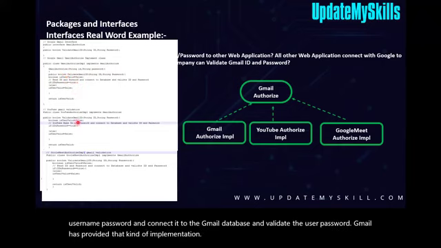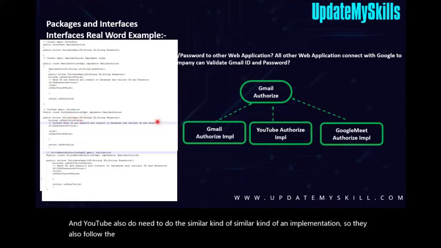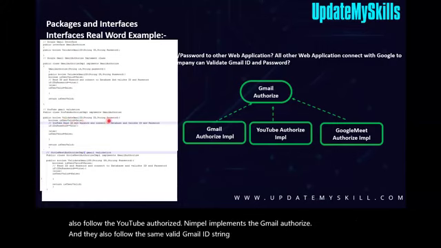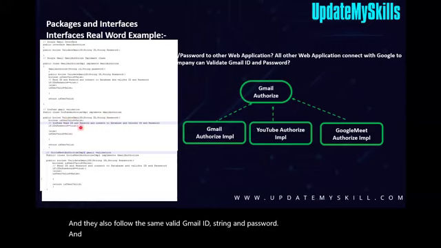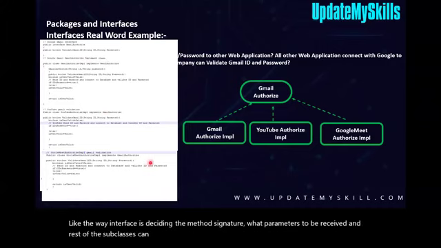And YouTube also needs to do a similar kind of implementation. So YouTube authorization implements Gmail authorize, and they also follow the same validateGmail ID, string and password method. And YouTube does its own authorization mechanism. It might try to connect to Gmail also to validate the user ID and password. Like this, the interface decides the method signature and what parameters are to be received, and the rest of the subclasses can start utilizing this kind of mechanism.